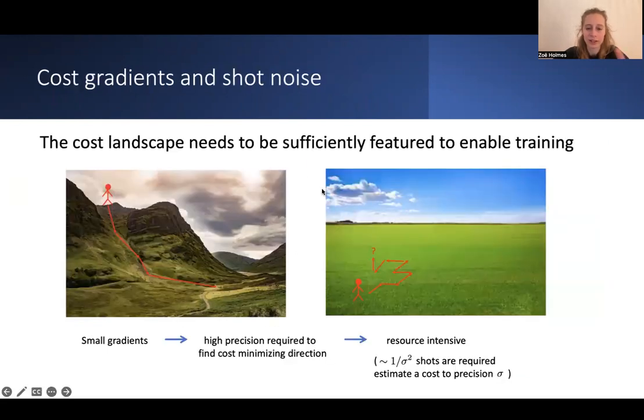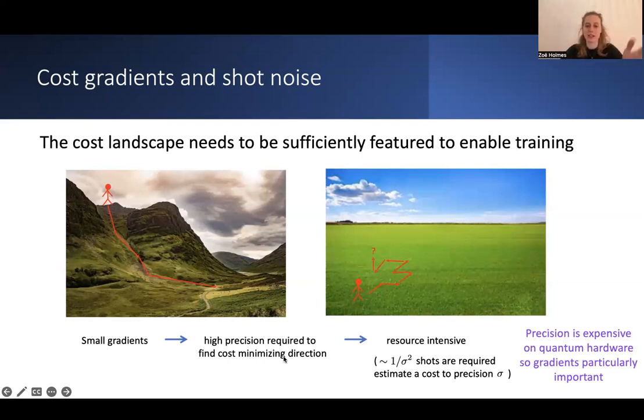Okay, so cost gradients. Hopefully it's pretty obvious that your cost landscape is going to need to be sufficiently featured in order to enable training. So in variational quantum algorithms, you're trying to minimize the cost. If you have significant gradients, you might be able to train. If you have negligible gradients, you're really going to struggle to find the minimum. And note that this is particularly an issue in the context of minimizing a quantum cost. If you've got small gradients, then you're going to need high precision measurements to find the cost minimizing direction, to figure out which way to go. But a quantum cost is measured statistically through shots. So 1/sigma² shots are required to estimate a cost to precision sigma. This means when you've got small gradients, it becomes very, very resource intensive to train.